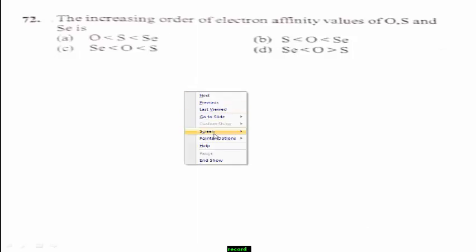Remember, if we add an electron to the oxygen atom, the repulsion between electrons will be increased. Therefore, option C, selenium less than oxygen less than sulfur, is the correct order of electron affinity. Remember, the atomic size of selenium is very large. Therefore, the right answer for the given question is option C.